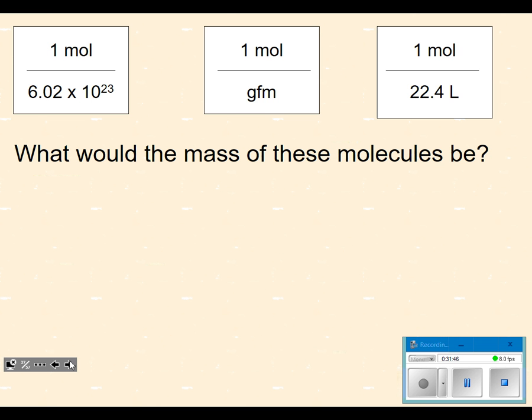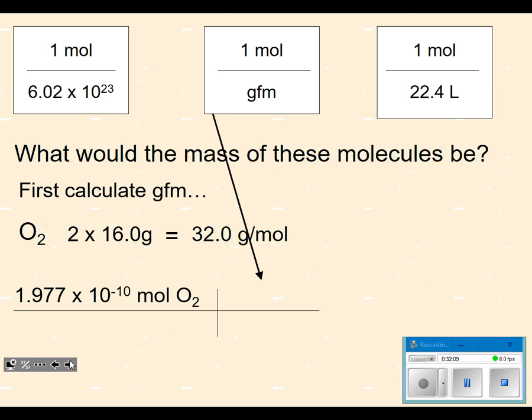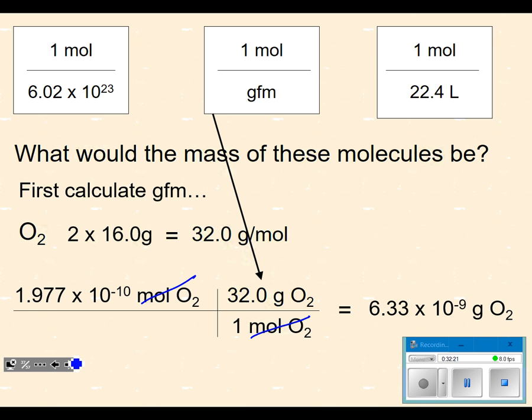What would the mass of these molecules be? Well, first of all, I'd have to calculate the GFM as well. O2 is going to be 2 times 16 grams, which gives me 32 grams per mole. I had this many moles of O2 from my previous conversion. If moles is on top, then I'm going to use this one. I'm going to put the moles on the bottom and the GFM on top. That will allow me to cancel out my moles, and I will now be able to multiply across the top and end up in grams.